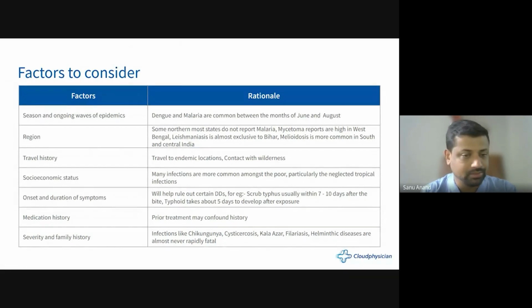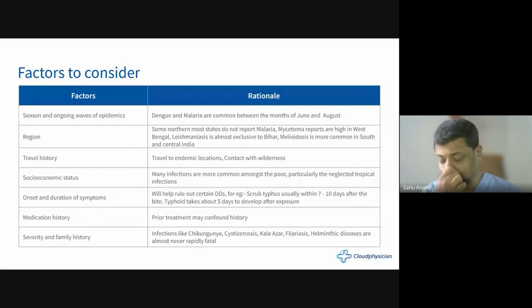And mycetoma is another disease, the reports of which are very high in West Bengal. There are some South Indian states as well which do report it. And leishmaniasis or kala-azar can land patients in the ICU, and we actually do see some of these kala-azar cases in some of our ICUs in Bihar. And melioidosis is another disease which is almost exclusively found in South and Central India. It's not that common, or at least has not really been reported in North India.